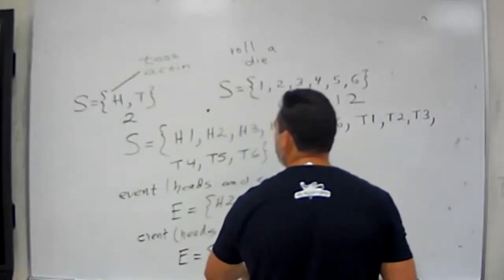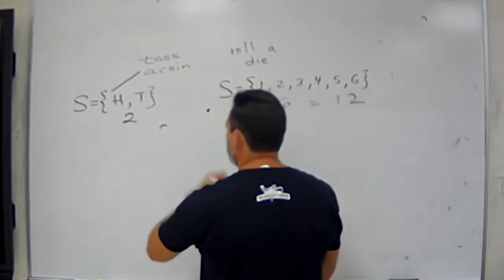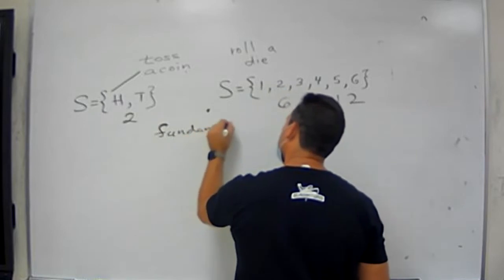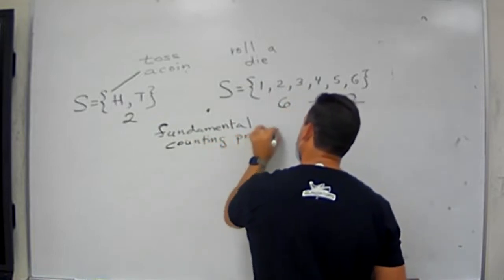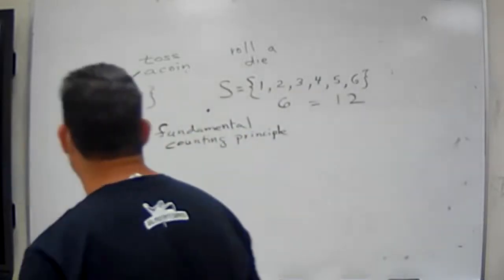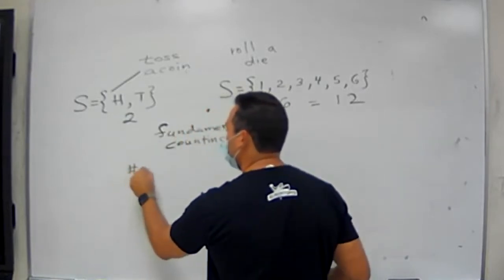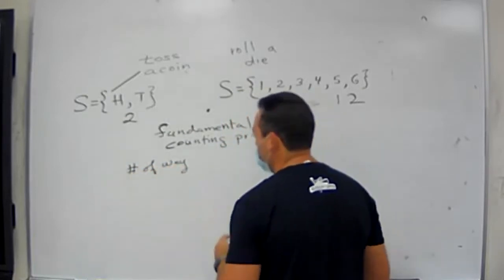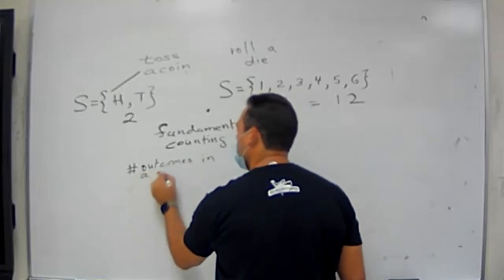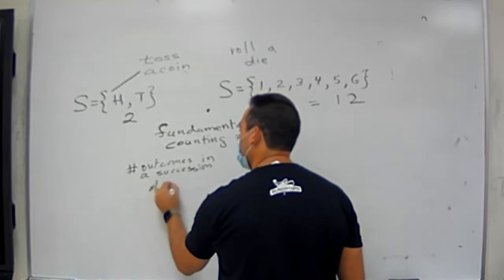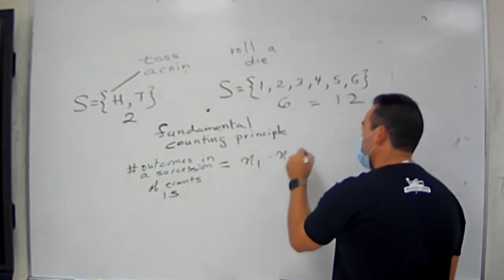So the next thing we're going to do is called the fundamental counting principle. The number of ways, or the number of outcomes, in a succession of events is n1 times n2 times ... times nk.